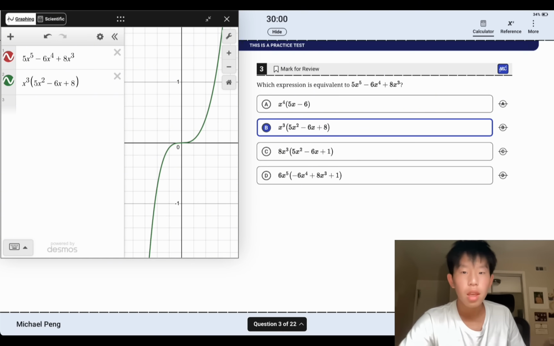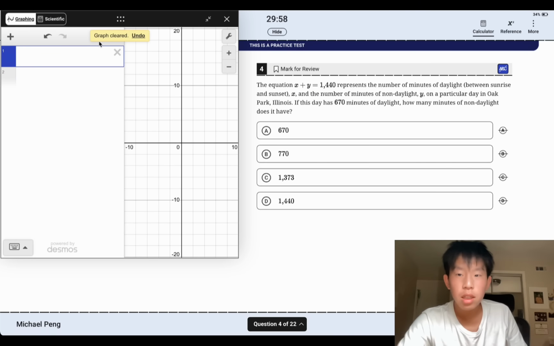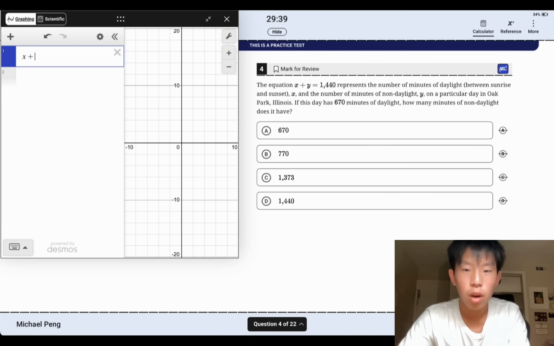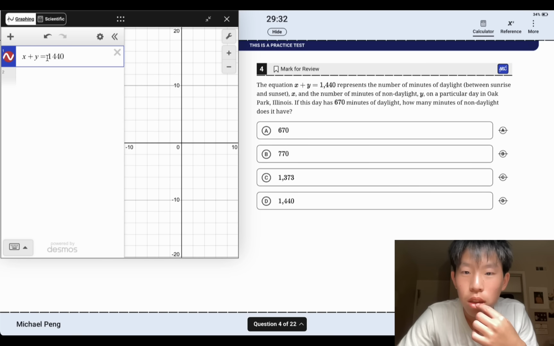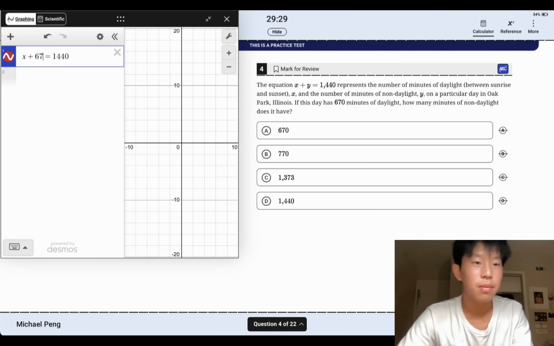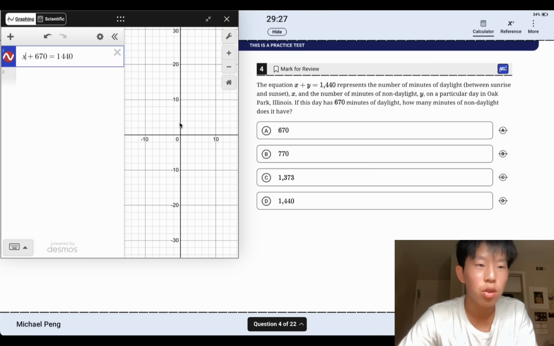Okay? Next question. So it's basically saying there's 1,440 total minutes in a day, and it's saying x is the number of minutes of non-daylight, and then y is the number of minutes of daylight. So it's saying x + y = 1,440, and if y is 670, then what's x?